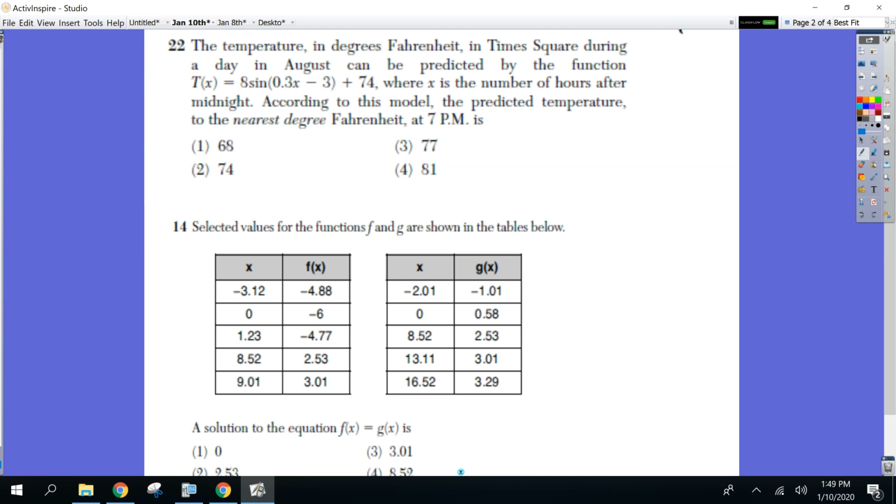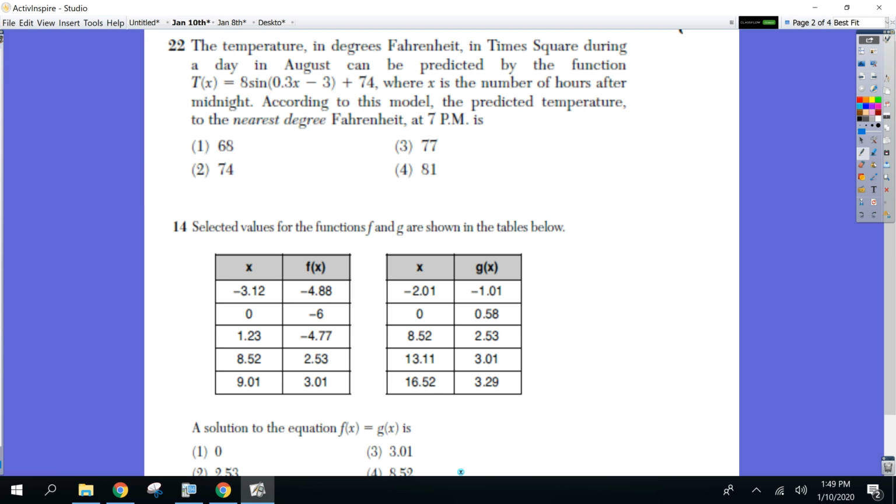So they give you this equation. Predict to the nearest degree the temperature at 7 p.m. So what do I do with that 7 p.m.? Just plug it in for x? That's the first thing. No. You're not plugging 7 in for x because what does x represent? x is the number of hours after midnight.